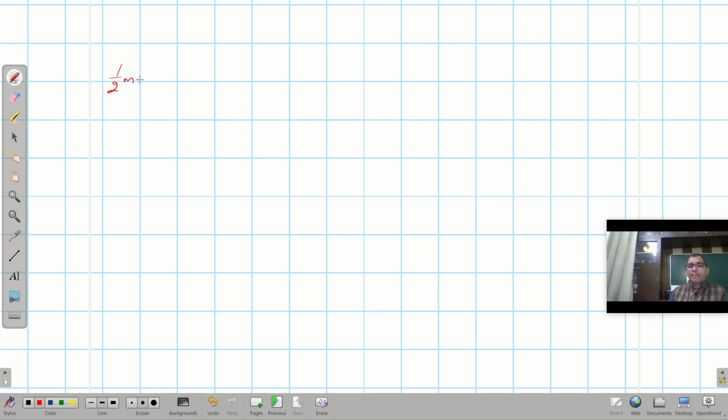say half m1 v1 square is the kinetic energy of the first particle, m1 before collision, and this is the kinetic energy of the second particle, and their sum is equal to the sum of kinetic energies after collisions. So half m1 v1 square plus half m2 v2 square. Say this is for the S frame. The diagram means the same, but now I am talking about the energy, and earlier I talked about the momentum.